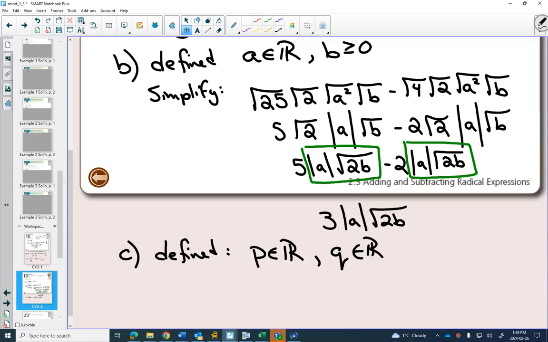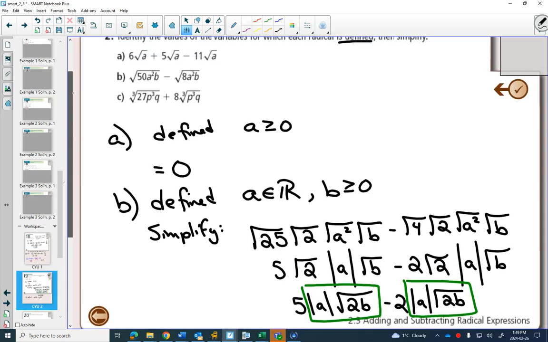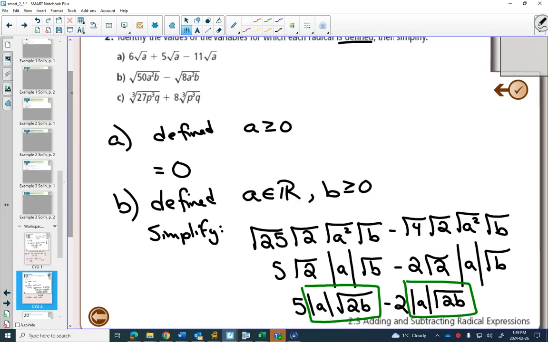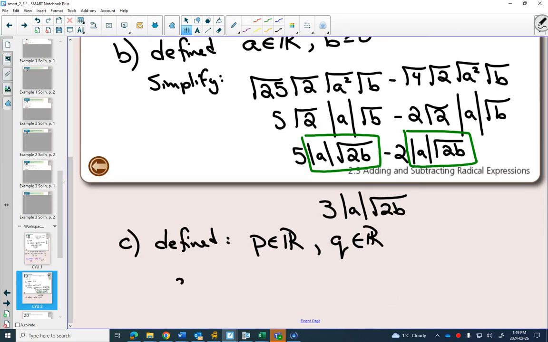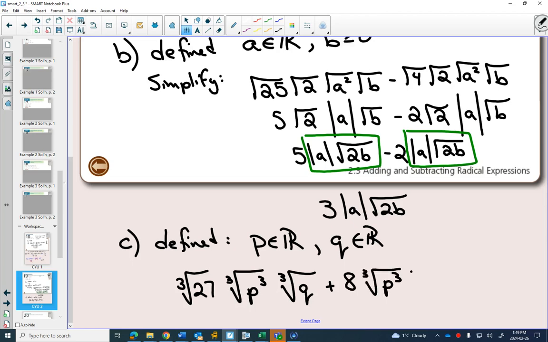Are they like terms? Not yet. Cube root of 27 is 3, but I'll break it up. So I have cube root of 27, then I'm going to have cube root of p cubed, and cube root of q. I'm breaking it up. Plus I had an 8. On the other one I have cube root of p cubed, and cube root of q.